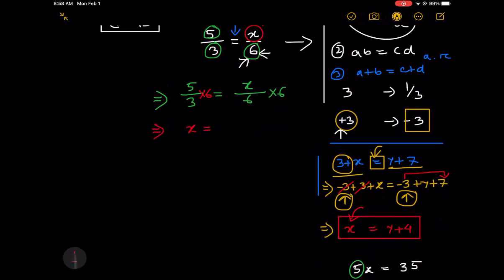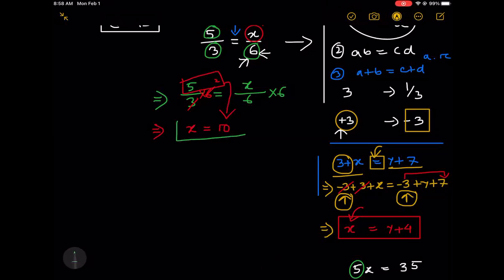And this 3 goes twice into 6. So I'll have 10, because 5 times 2 gives me 10. So the value of x will be 10 on this occasion.